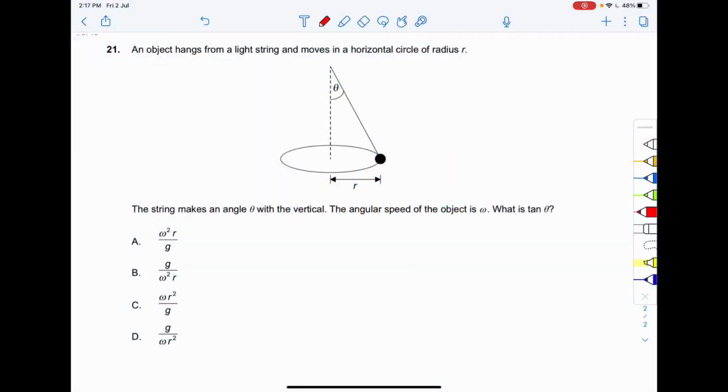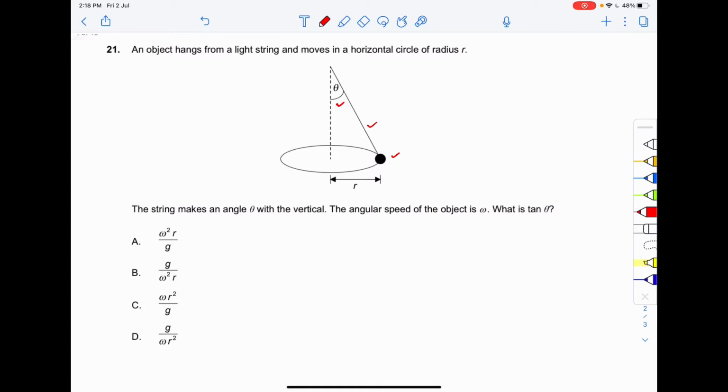So proceeding on to the next question, that is your question number 21. An object hangs from a light string and moves in a horizontal circle of radius r. The string makes an angle theta with the vertical. The angular speed of the object is omega, so we need to find out tan theta. So this is the object, this is the string, and this is the angle that it makes with the vertical. So this is the angle theta.